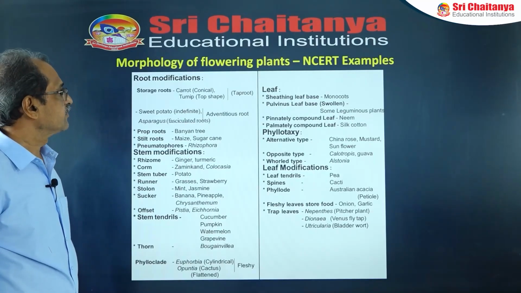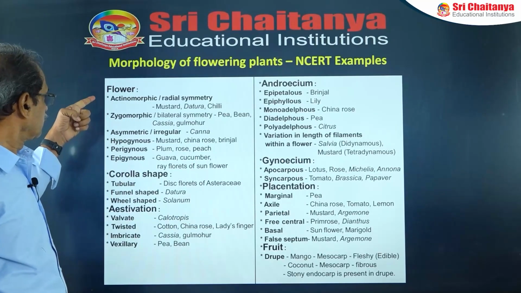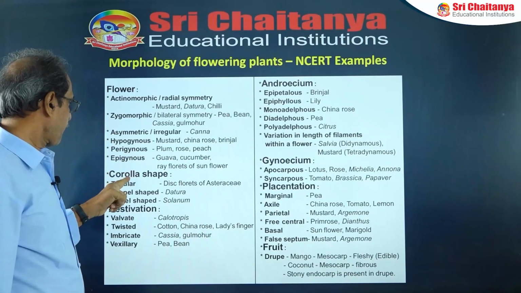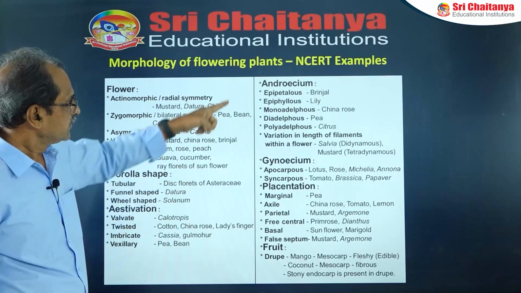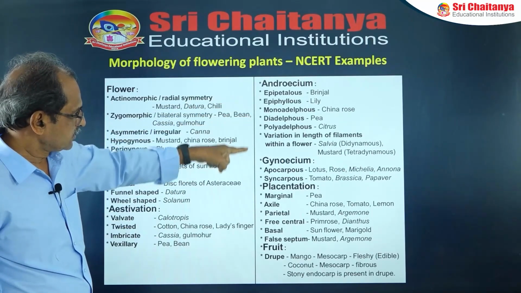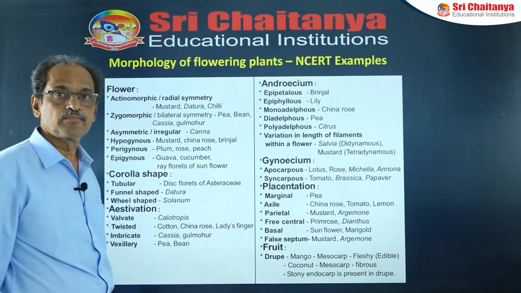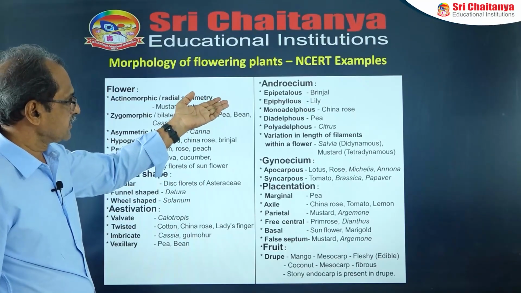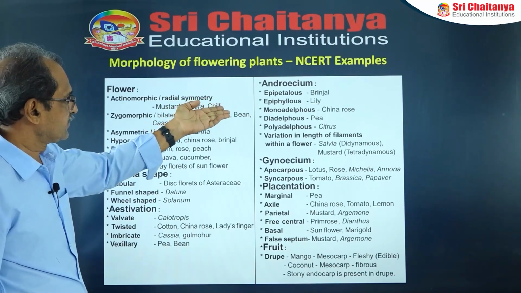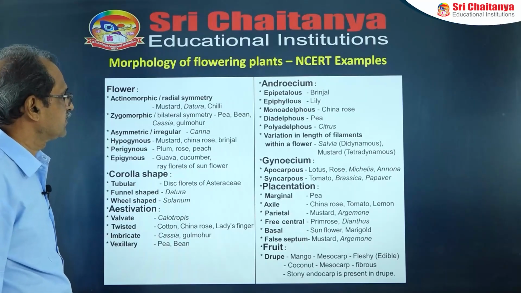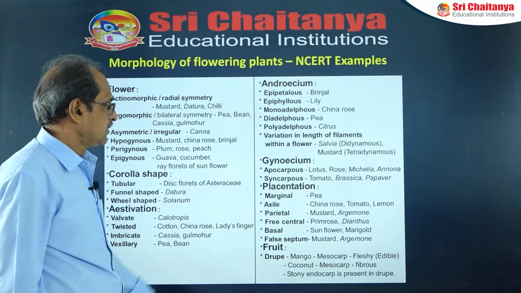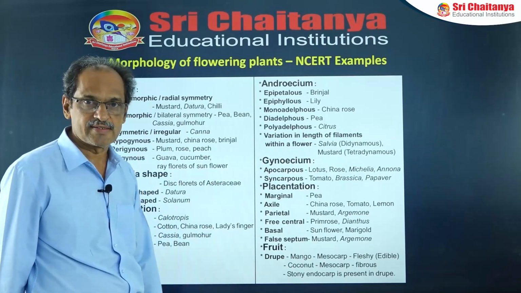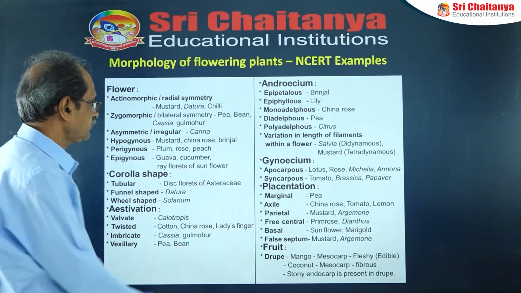Note down these examples. Okay, so next, coming to the flower. Examples of the flower: symmetry, corolla shapes, aestivation, types of androecium examples, same for gynoecium examples. We can note down. For example, androecium epipetalous, brinjal; epiphyllous, lily; monadelphous, China rose; diadelphous, pea; polyadelphous, citrus. Same for variation of length of the filaments, didynamous and tetradynamous, salvia and mustard. Likewise, examples.